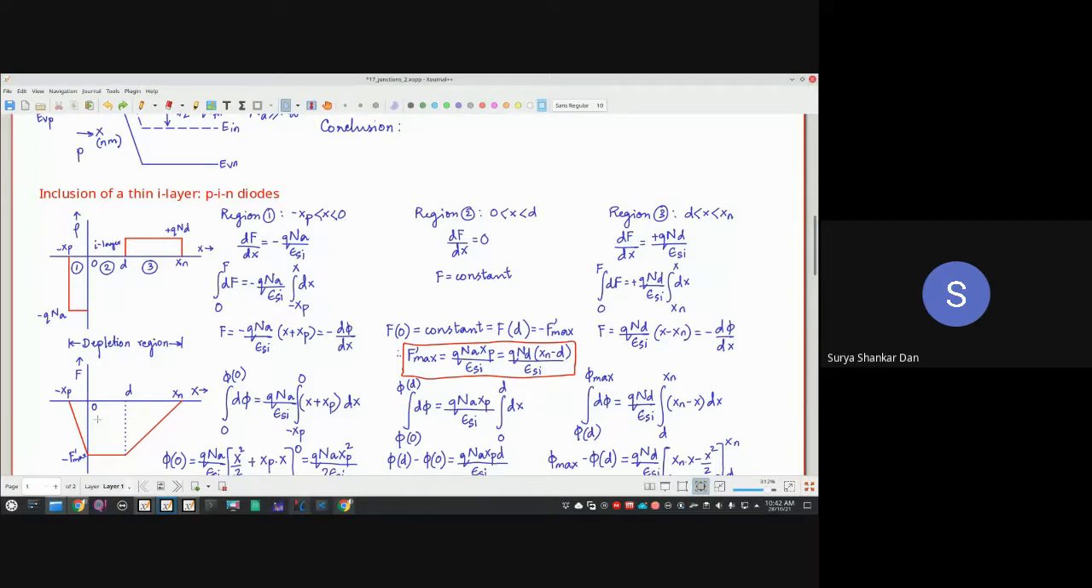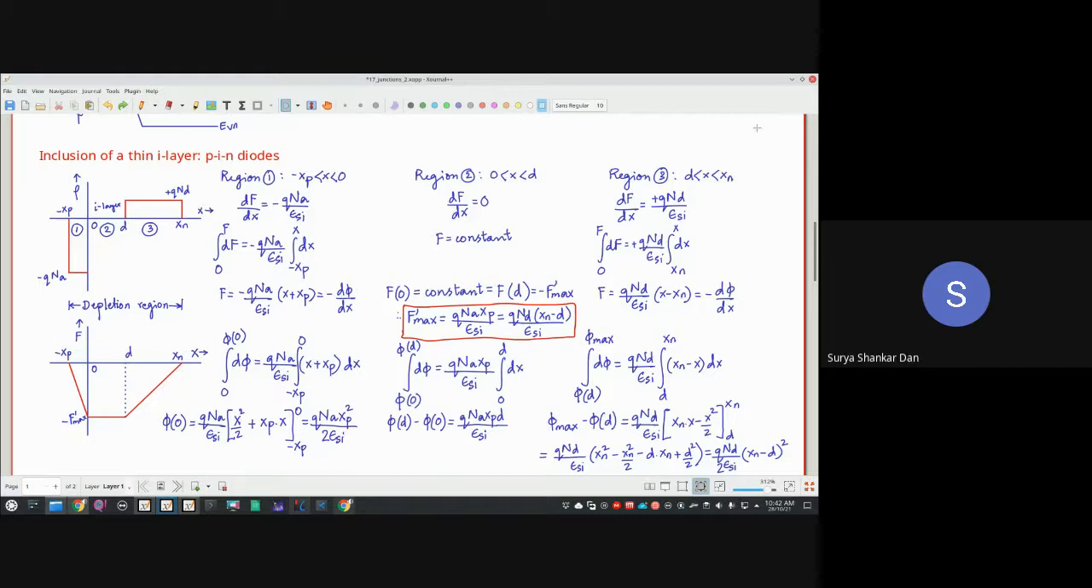Okay, so let's see. I'm trying to model this PIN diode mathematically. This course is all about modeling, right? So we will just do the mathematics and we will figure out how it is getting reduced, and by what factor the electric field will be reduced. So that is our objective.